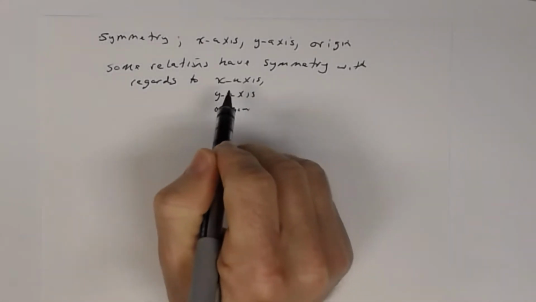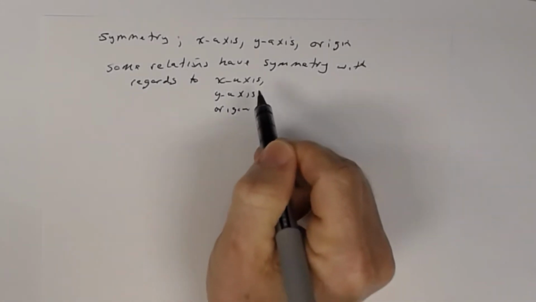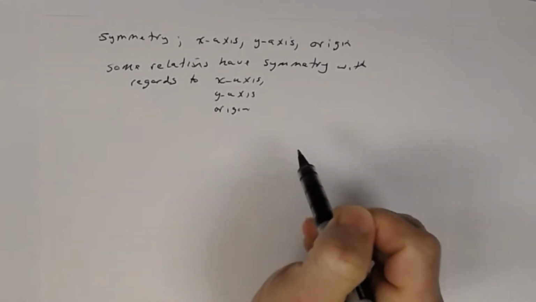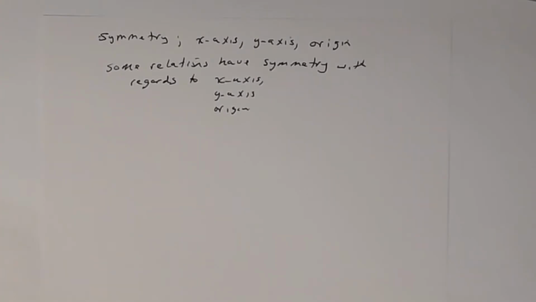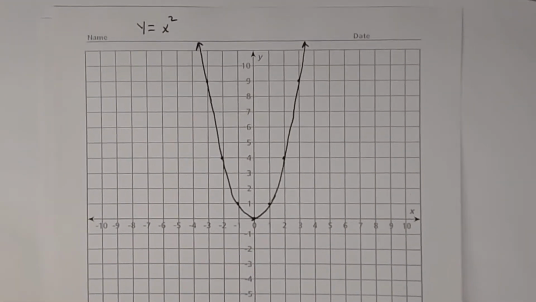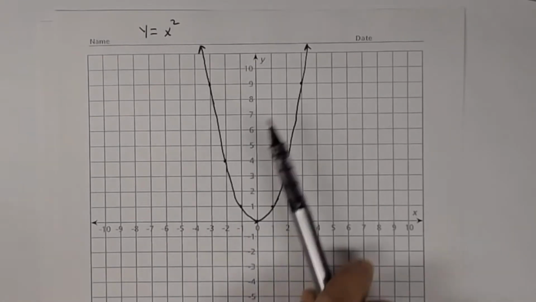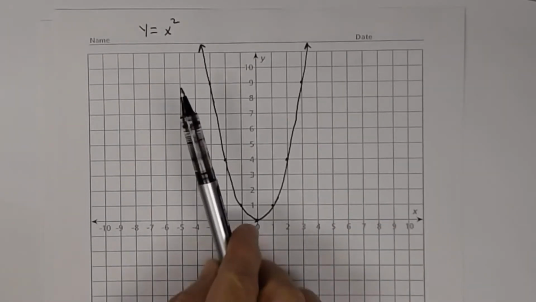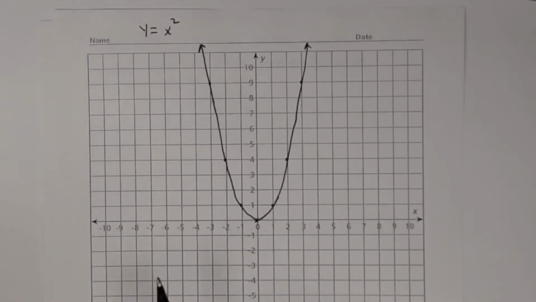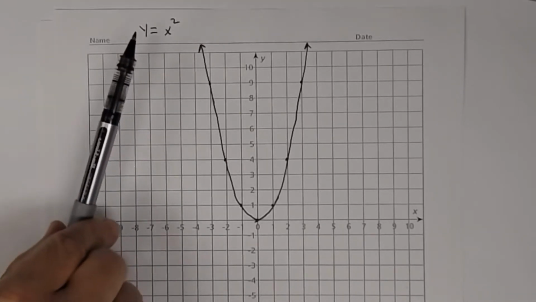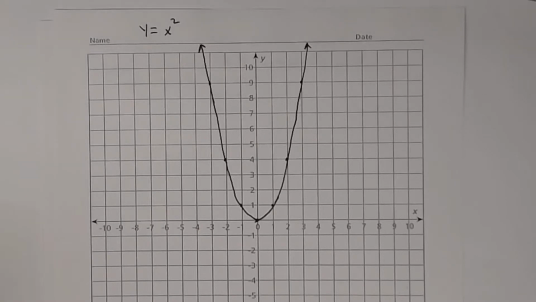Now, to talk about symmetry in terms of these three types, let's look at this graph. I'm showing you this graph. And on one of your My Math Lab assignments, you had to graph basic quadratic functions. I forgot what topic it was, but this is the graph of y equals x squared.